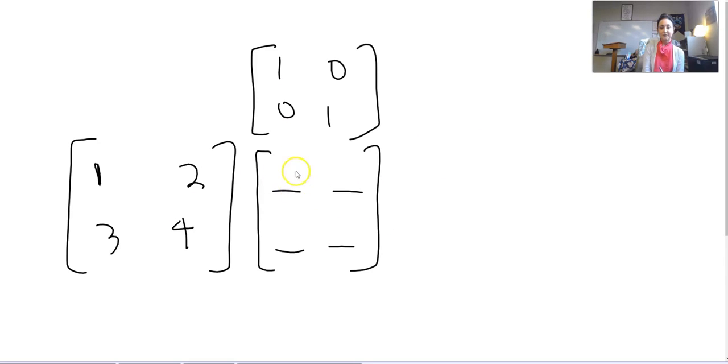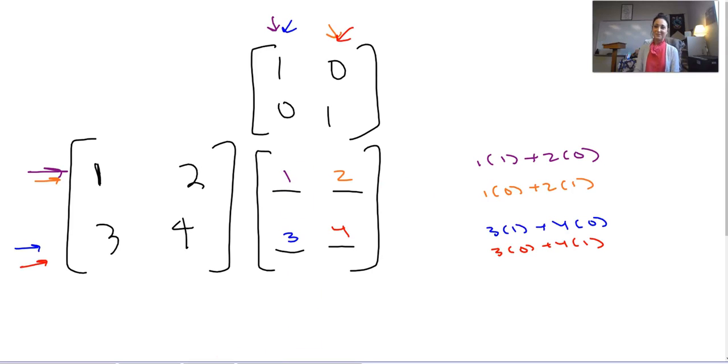Okay, so let's say I want to find this element. I would go first row here times first column here. So I'd go 1 times 1 plus 2 times 0, right? That is going to be 1, okay? Finish the rest, hit continue when you're ready to check your answer. Okay, we should have gotten exactly what we started with, 1, 2, 3, 4 again, because this identity matrix acts basically like 1 does with the real numbers. So any square matrix times the appropriate square identity gets you back to your original matrix.